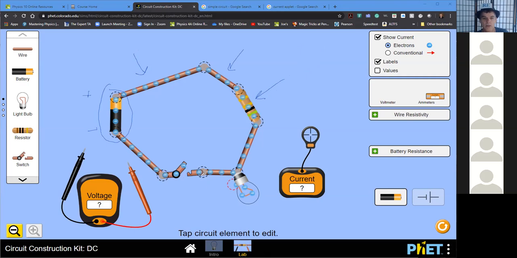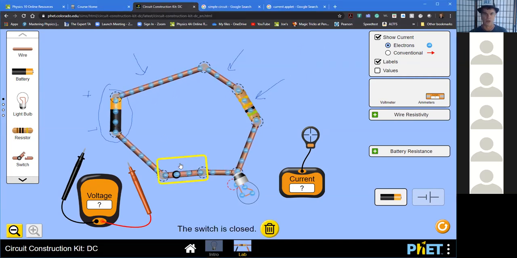When I close the switch, now I have a complete circuit. The battery supplies the force to move the electrons that are already in the circuit, and the electrons are moving from the negative terminal to the positive terminal.